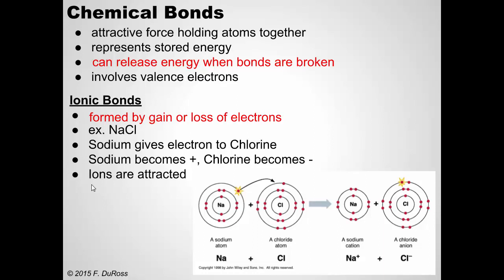So, if sodium were to give an electron to chlorine, sodium would have lost one electron, giving it what kind of charge? A positive charge. Chlorine has now gained an electron, giving it a negative charge. And we know positive and negative are attracted to each other. And so sodium and chloride form table salt. Now, the sodium becomes positive, the chlorine becomes negative, and those ions are then attracted to each other. And they have vastly different properties than the original elements.